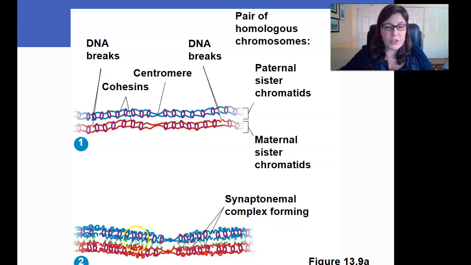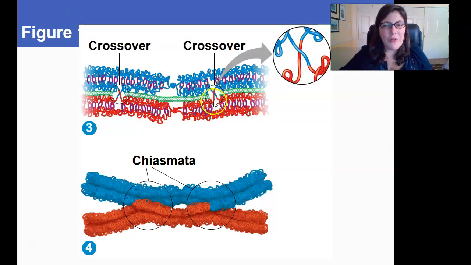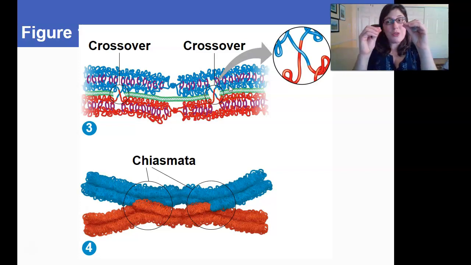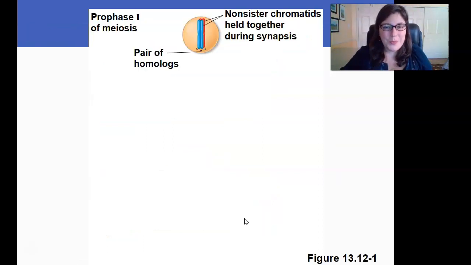And there's different proteins that are sticking them together, and then you can see here, they form this crossover where the two different chromosomes literally cross over. And so this is where you're going to swap parts. So it's like swapping an arm for an arm.